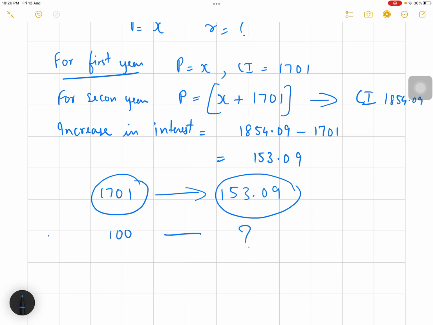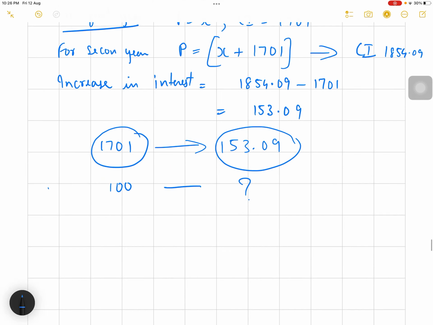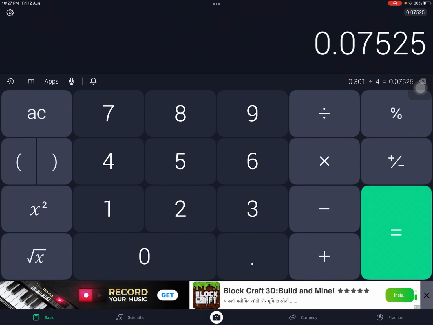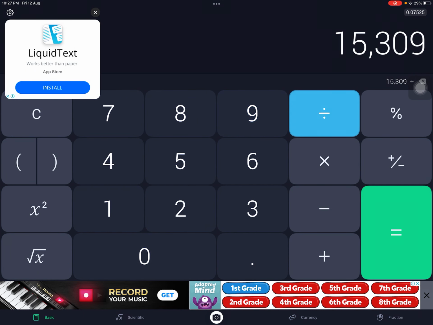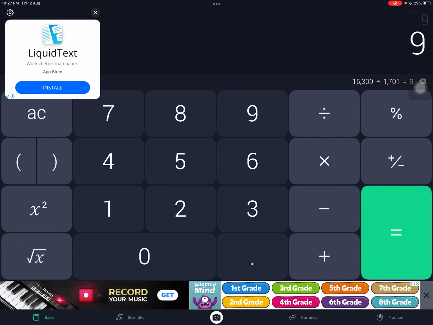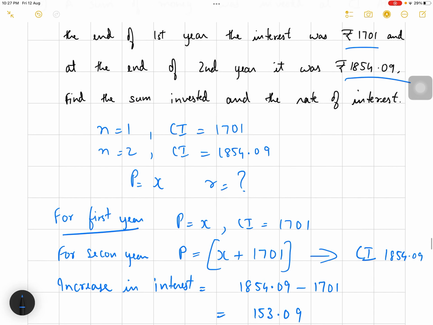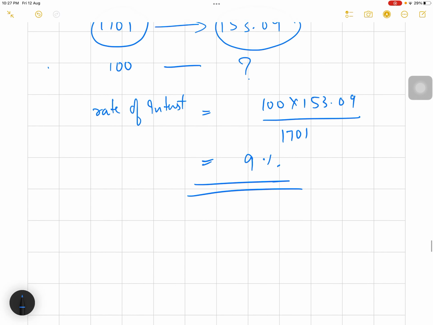Okay, so if principal is 100, how much is interest? Let's calculate this. So rate of interest will be 100 into 153.09 divided by 1701. When you compute this, 15309 divided by 1701 comes to 9. So rate of interest is 9%. R is asked and even P is asked, right? So now we know R is 9%.